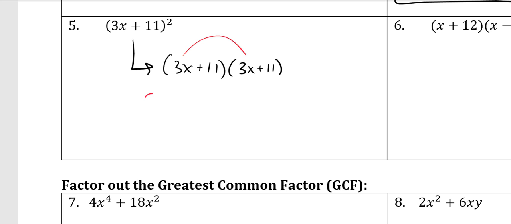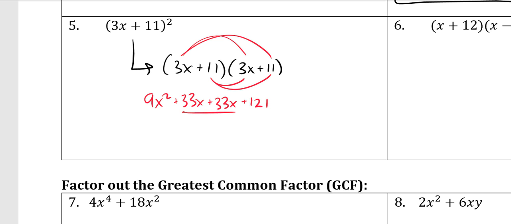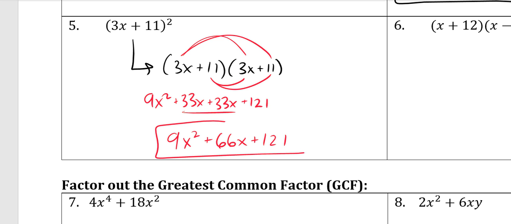3x times 3x is 9x squared. 3x times 11 is 33x. Then you need to distribute the 11. You get another 33x. Then distribute the 11 again. You get 121. Combine your like terms in the middle, and you get 9x squared plus 66x plus 121. You could use a table as well.